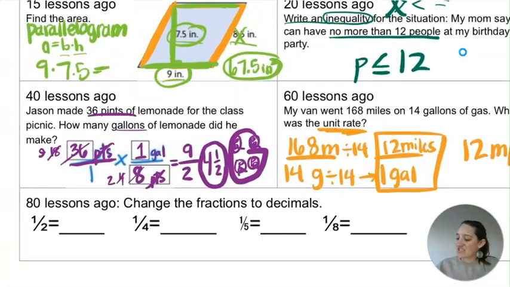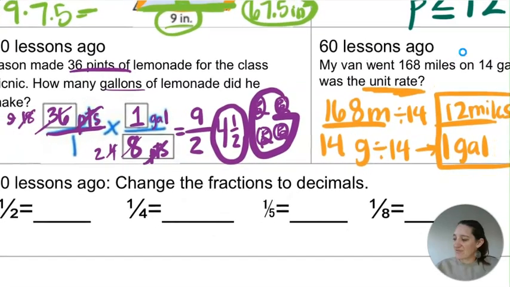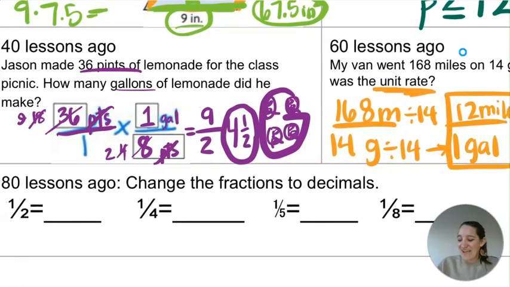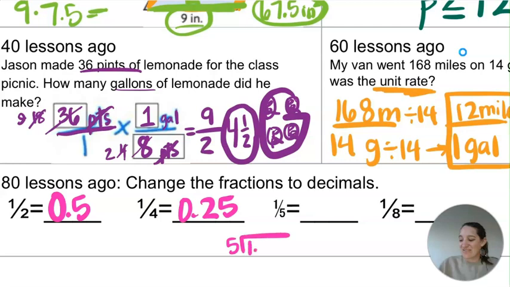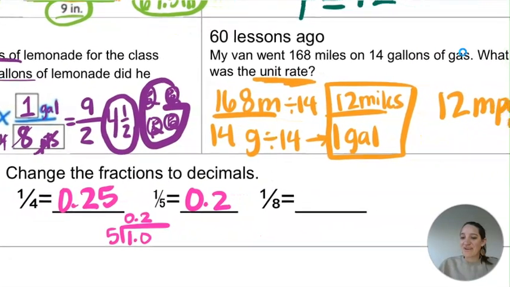Change the fraction to decimal. Some of these, I'm curious, how many of these do you still have memorized? 1/2, do you remember that's still 0.5? Do you remember that 1/4 is 0.25? 1/5 and 1/8, you may not have memorized. So what you might have to remember how to do is the fraction-hating troll. So 1/5 is 0.2.